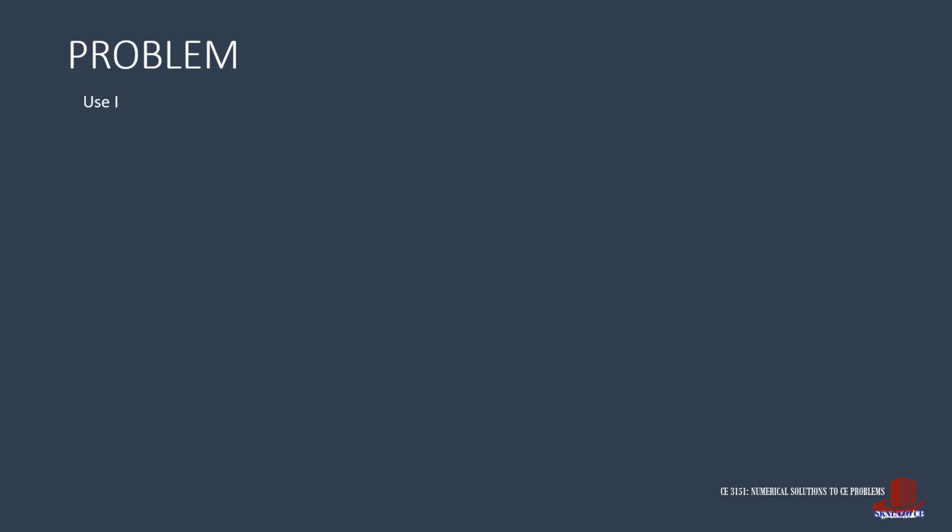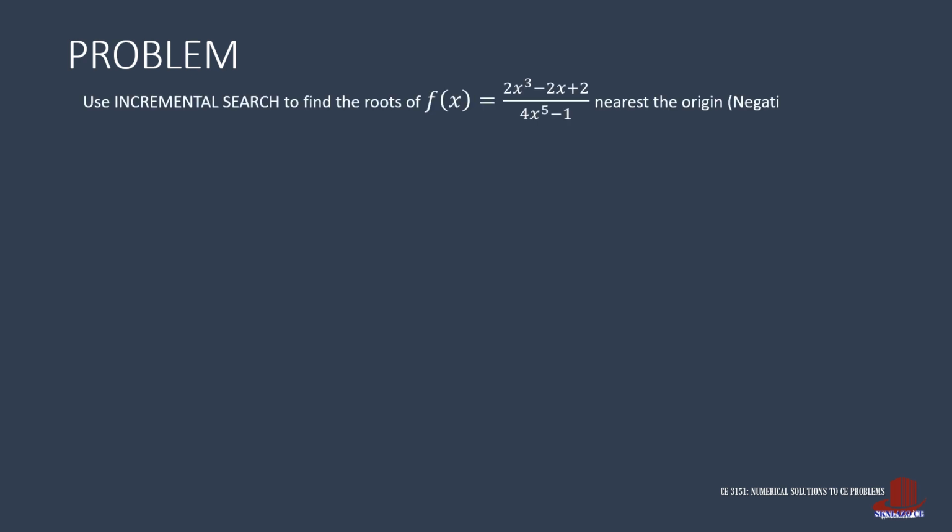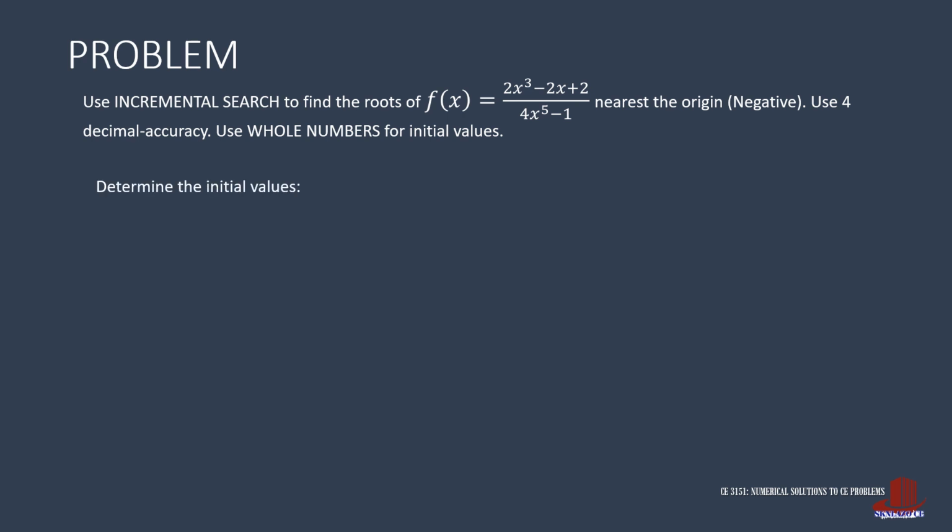The function for this example involves 2x cubed minus 2x plus 2 all over 4x raised to 5 minus 1. The root is still nearest the origin, and we are to take a negative root. Work until there is 4 decimals accuracy, and use initial values which are whole numbers. When looking for the initial values, note that the assumed roots should be near 0 and should also be negative.